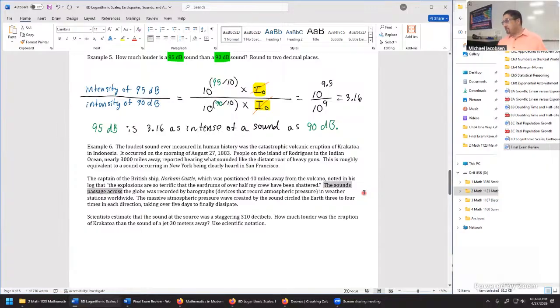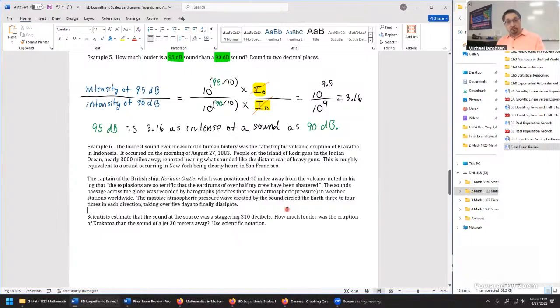The sound passed across the globe. The sound's passage across the globe was recorded by barographs at multiple places on the planet, which record atmospheric pressure. Another crazy bit of trivia is that the pressure wave created by this circled the Earth 3 to 4 times in each direction. It took about 5 days to dissipate, no longer being measured by the barographs.